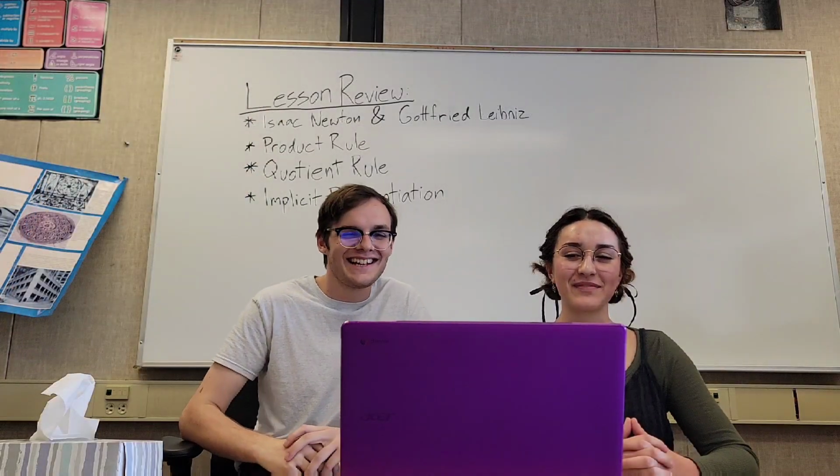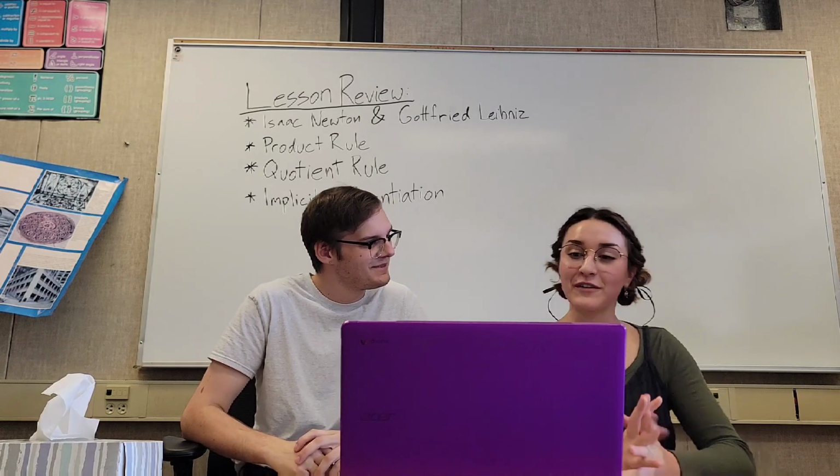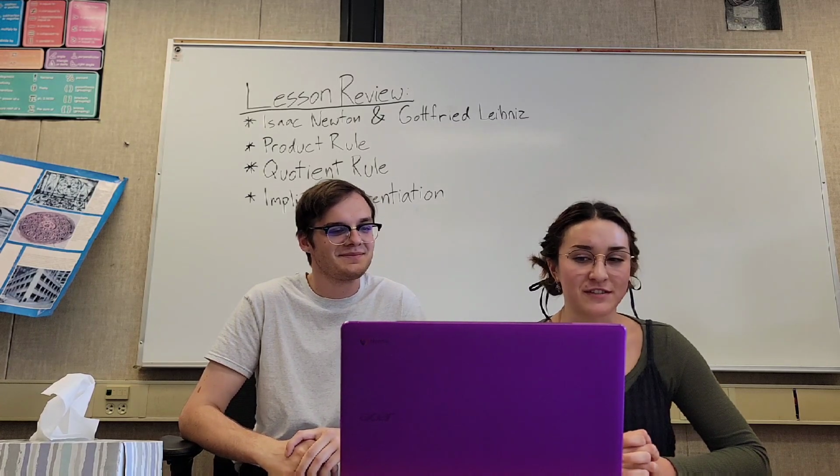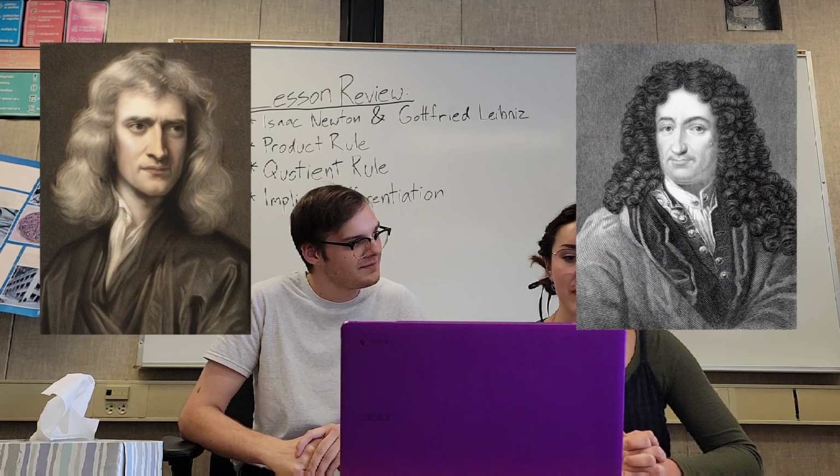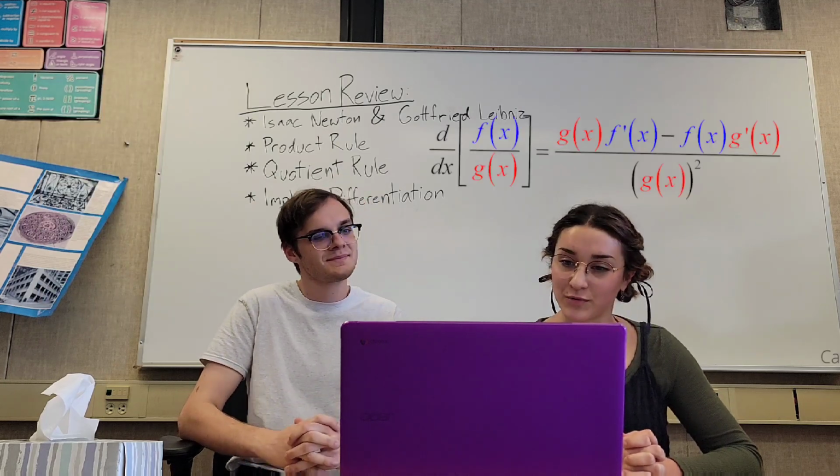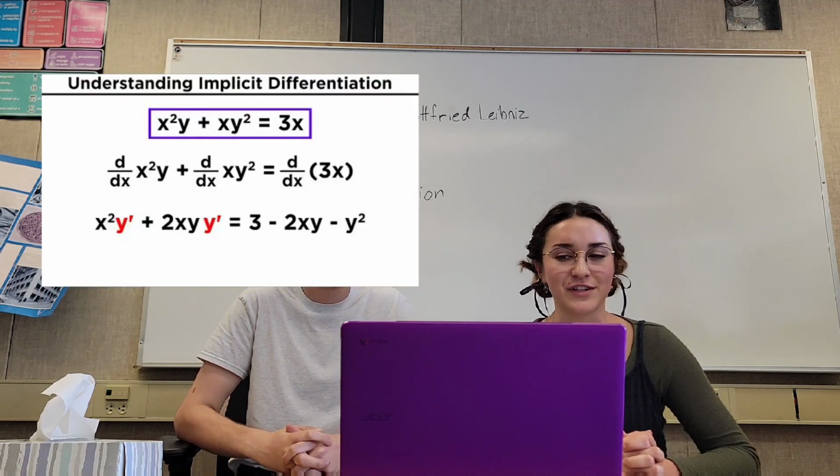And that's it for today's lesson. What have we covered today? First, we learned about two dueling mathematicians, Sir Isaac Newton and Gottfried Leibniz. We've mastered product rule and quotient rule, as well as tried our hand with implicit differentiation.